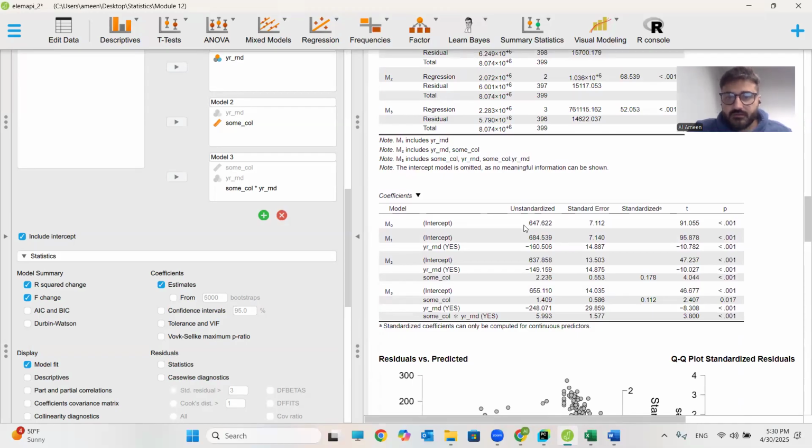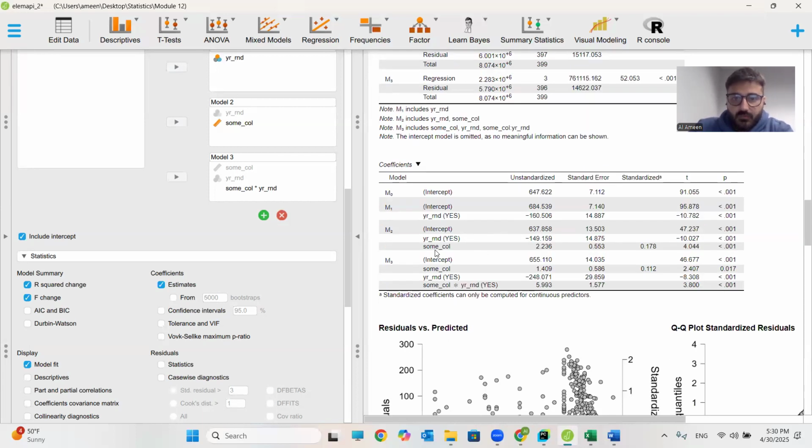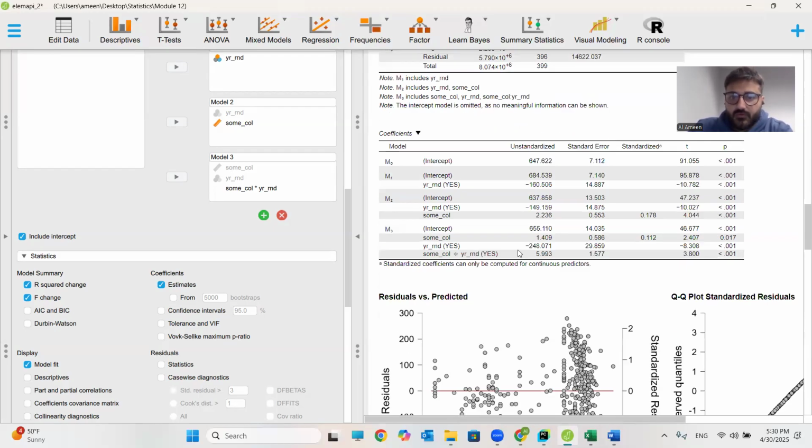Looking at some values here, we can see for model 0, we have a mean API of 647. When we include the first predictor, year round, we can see that if the school is open for summer, the API is going to decrease by 160 points. When we include some college, we can see this has a positive effect on the API: with every 1% of parents going to college, the API is expected to rise by 2.2.